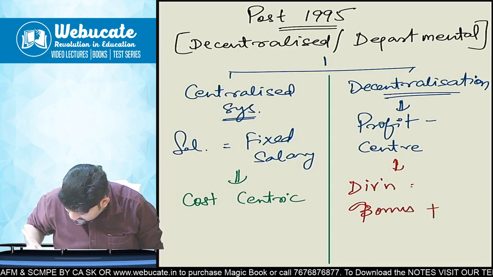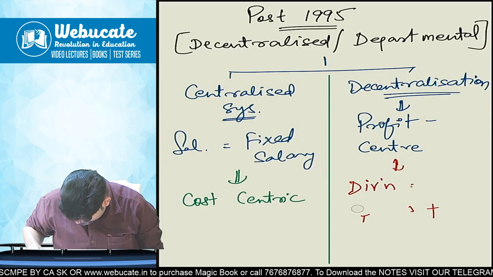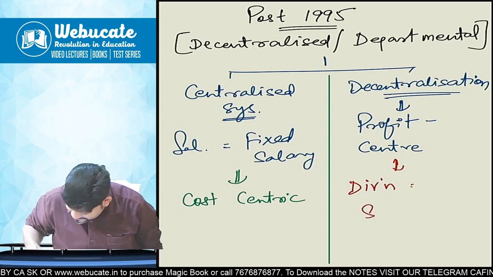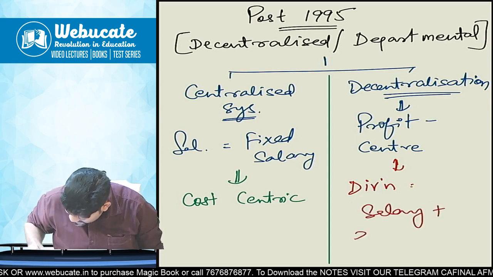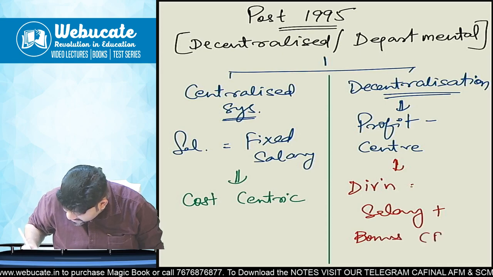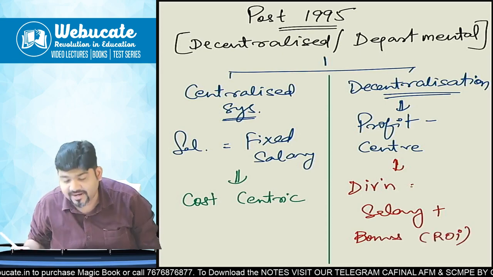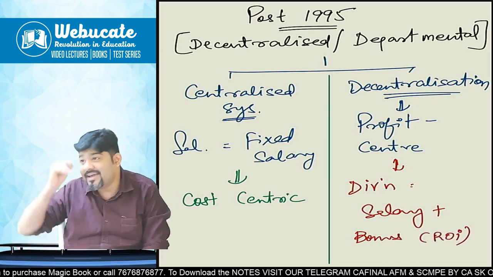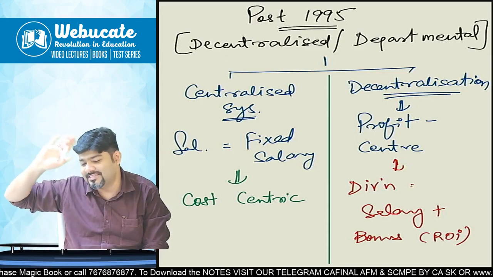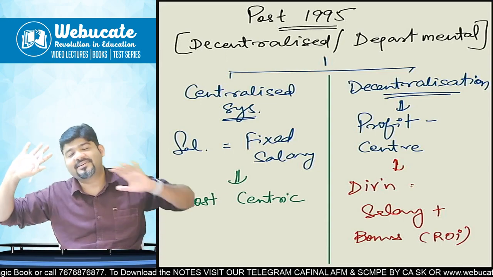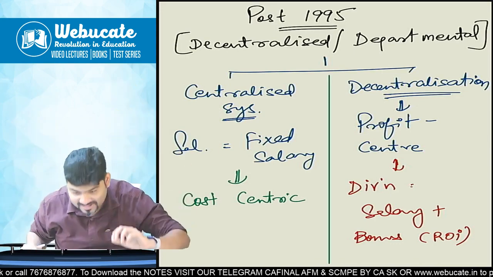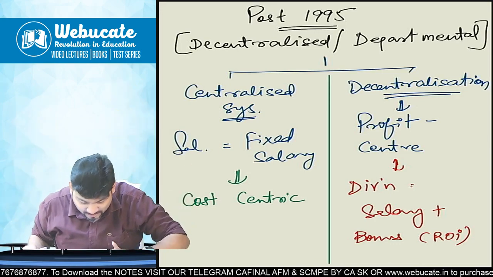plus, sorry, salary plus bonus. And this bonus is based on ROI, return on investment. So in order to gain a higher return, I will not transfer anything at cost. I will transfer everything at the maximum transfer price possible. Got it?